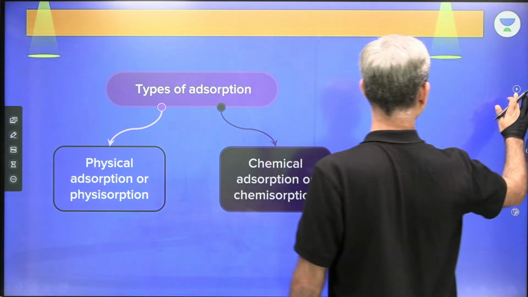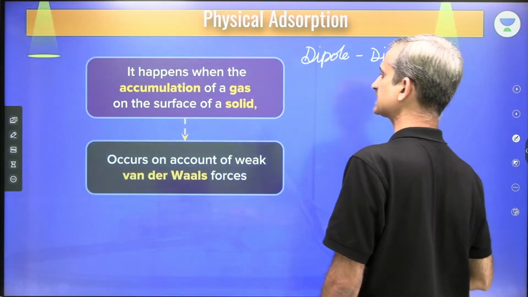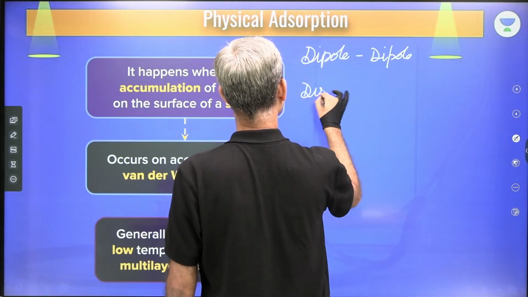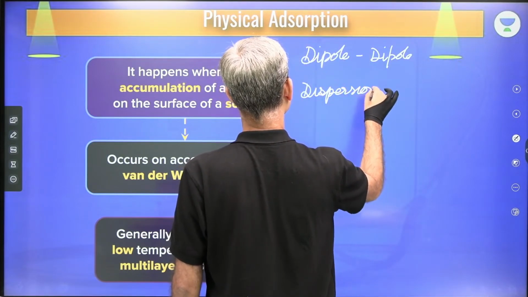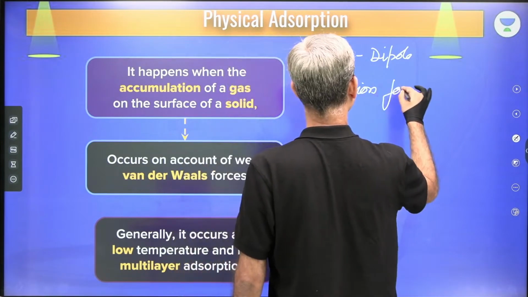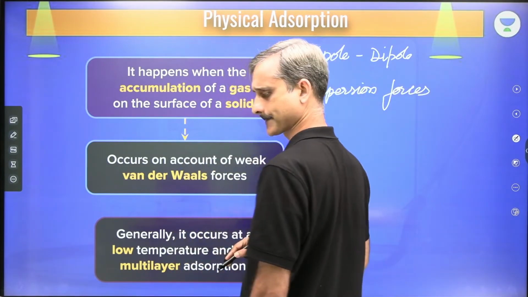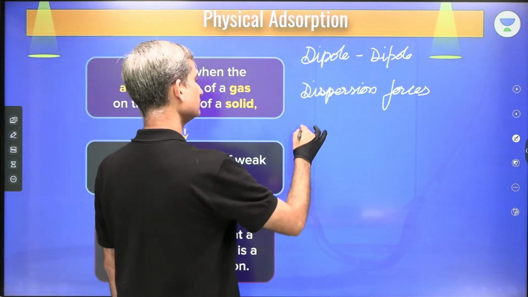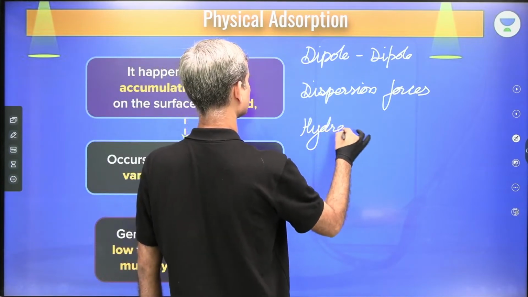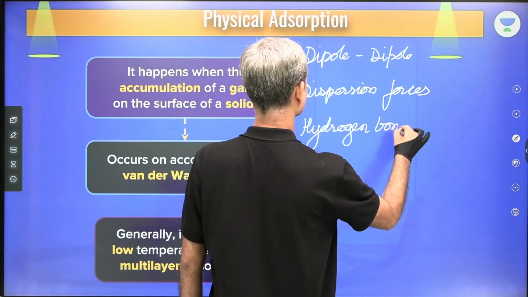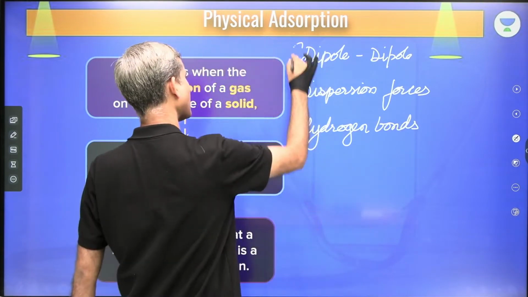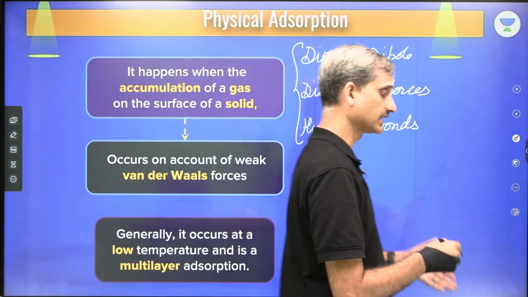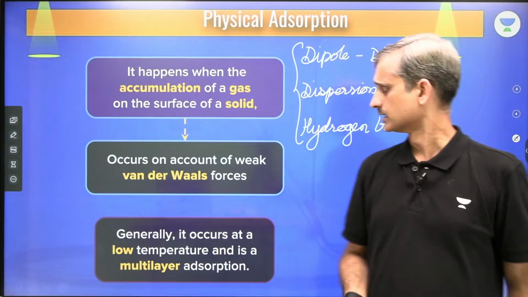Okay. So, what have we found? That it takes place when we have the weak forces, which could be dipole interaction, dispersion forces, or it could be even hydrogen bond. So, these are the phenomena which could be responsible for the physical adsorption taking place on the surface of the solid.